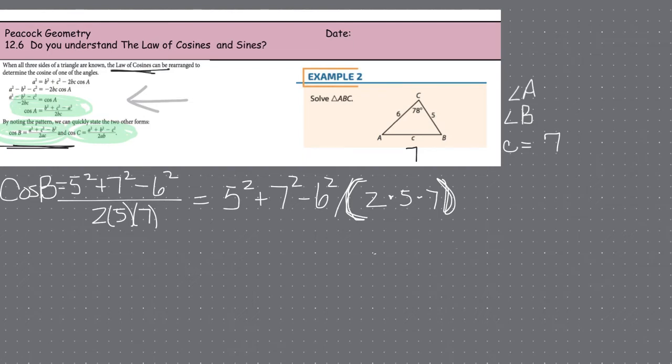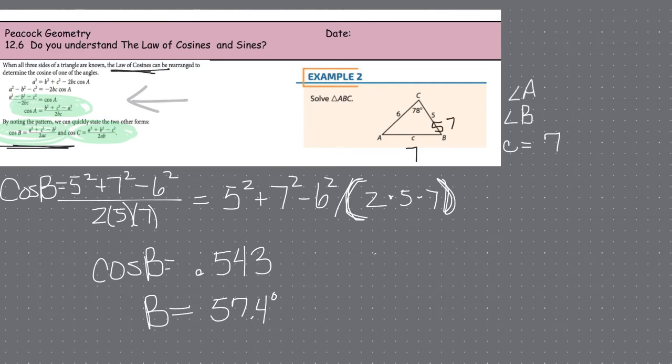So what you then will get is you'll get the cosine of B is equal to 0.543 approximately, and do the inverse cosine. So B is about 57.4 is what I was getting, 57.4 degrees. Now, you know that. So you know B is 57.4 degrees.